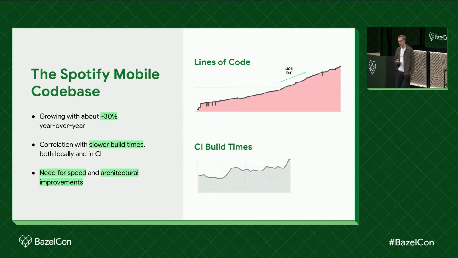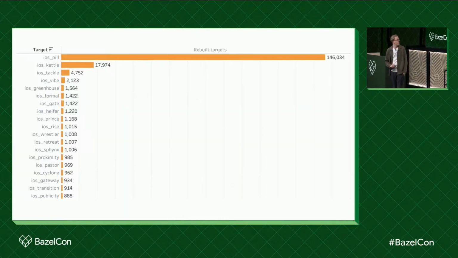In order to counteract this, we have highlighted the need for working on architectural improvements in order to work on the structure of our dependency graph and thereby bring speed to our mobile developers. As the dependency graph keeps growing, one example of this increasingly nested structure is illustrated by this chart. This is for our iOS project and is showing a top list for one of our metrics that describes the number of invalidations caused in the graph by code changes to a specific build target. Here, iOS pill in the very top stands out much more than the rest.